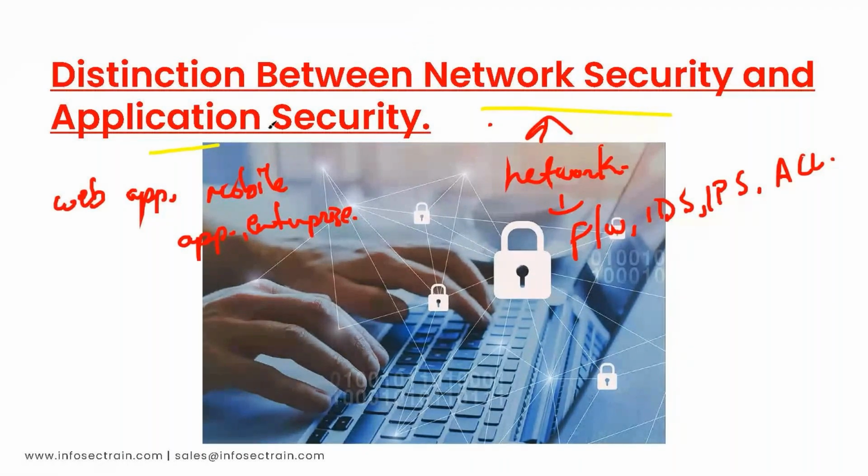So our network security is going to safeguard the path through which our data will be traveling. But application security is going to protect the programs that are processing and storing our data. So both are very important for cyber security. So over here we are talking about mobile applications.